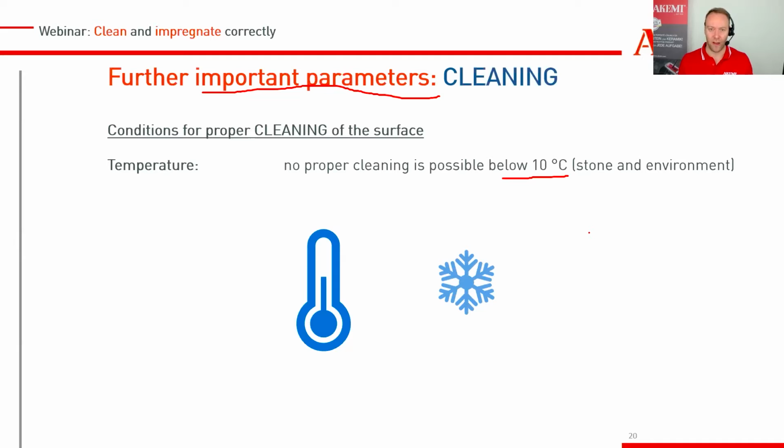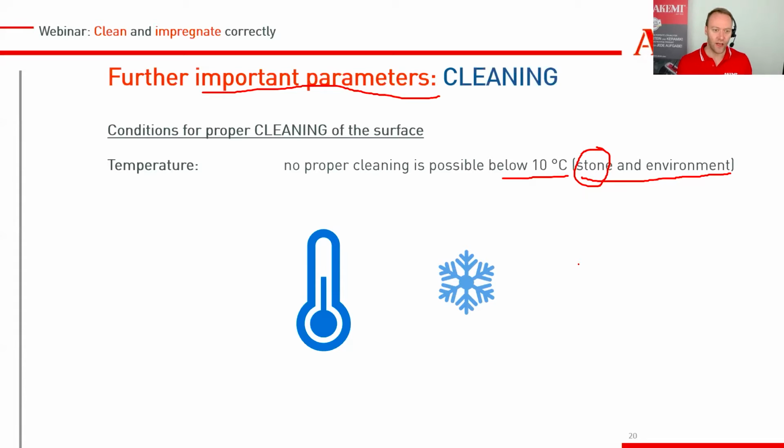We have here, I think this morning it was like 3 degrees. Maybe during the day it becomes like 12 or 15 degrees. So we always write stone and environment or ambient temperature. That means maybe during the day I have already 15 degrees, but during night maybe only 2, 3, 4 degrees. So I'm sure my stone will not be over 15 degrees during the day. It will not heat up. So always have in mind, the stone temperature is also important for a proper cleaning process.